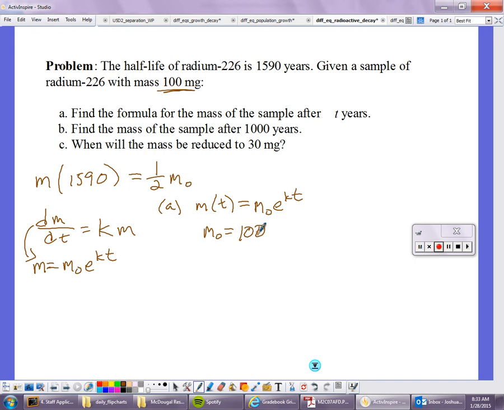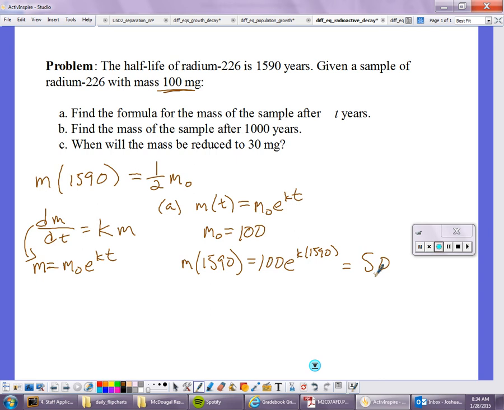Well, we know that m of 1,590 equals 100 e to the k times 1,590, right? Just plugging that into the formula. And we also know that it's going to be 50, because that's what the half-life means. It means that the sample has decayed by half. So where we started with 100, now we have 50.